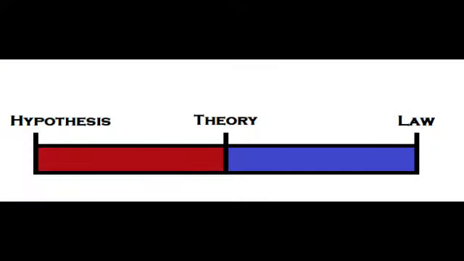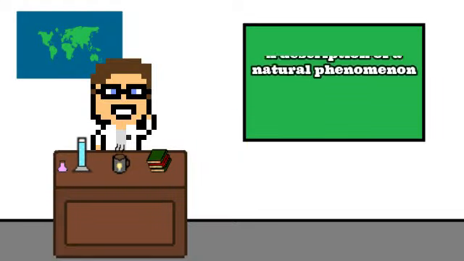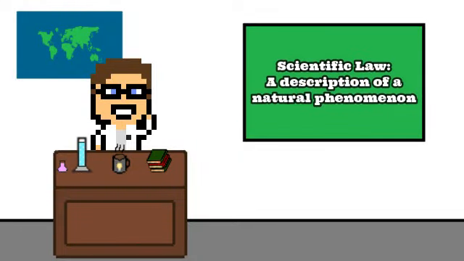There's a popular misconception that these 3 words are on a continuum. That once a hypothesis is found to be supported by evidence, it becomes a theory. And then when a theory is proven to be true, it becomes a law. However, this isn't true at all. A law is simply a description of a natural phenomenon. Often, a law can be a mathematical description, like the law of gravity.